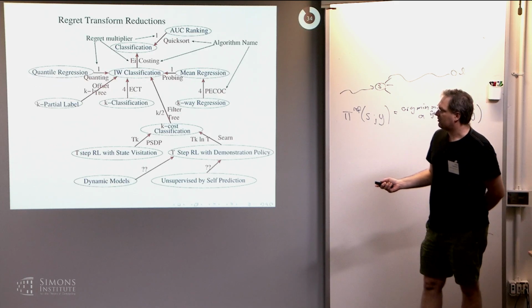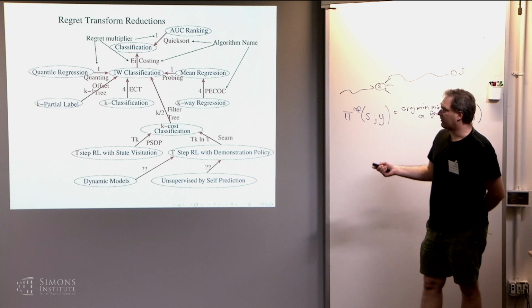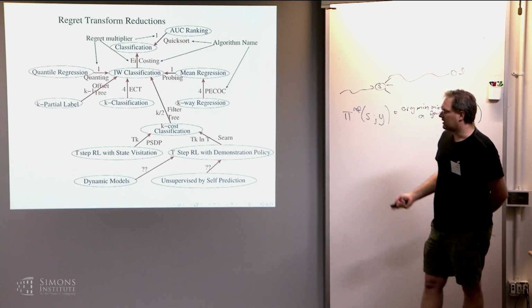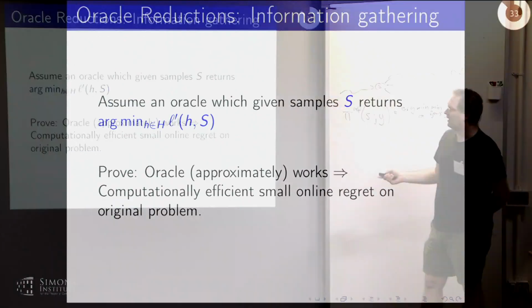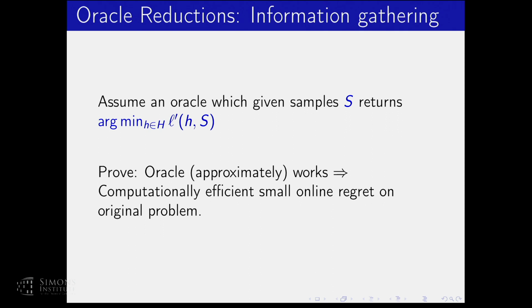Okay, so this is actually from several years ago. We have a lot of different ways that we've worked out to do regret reductions. And since then, I think we've spent a lot of our time working with oracle reductions to deal with these information acquiring settings, like contextual bandits or active learning.